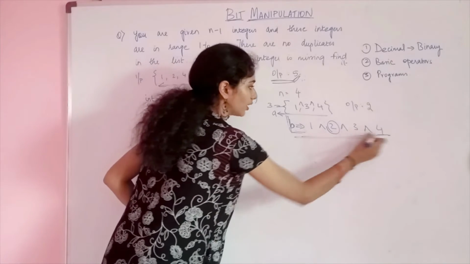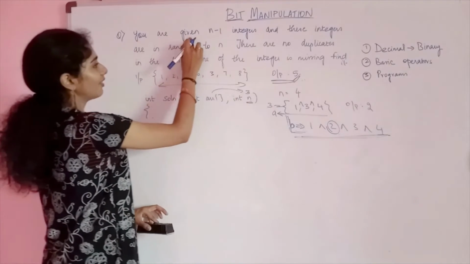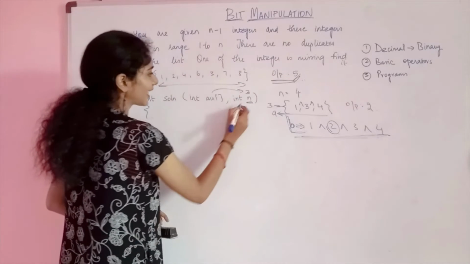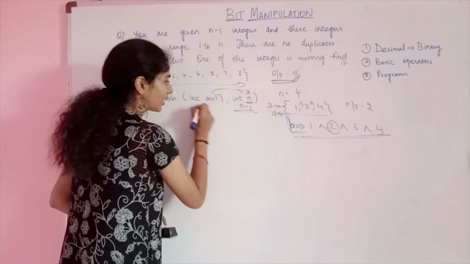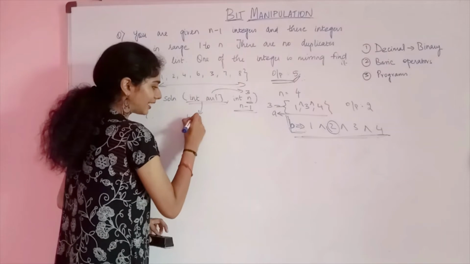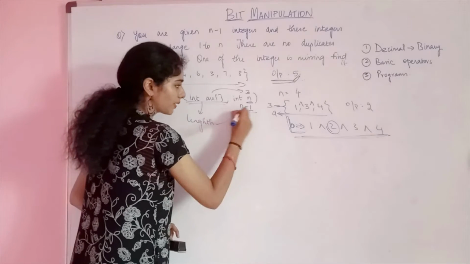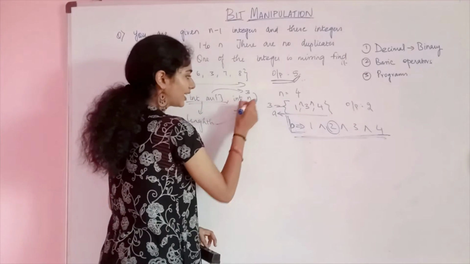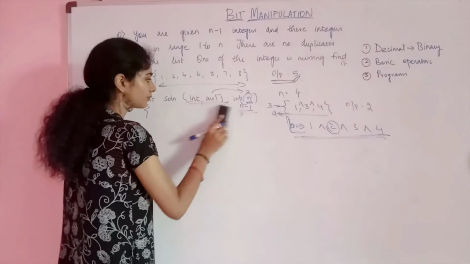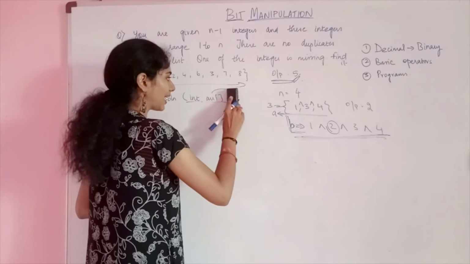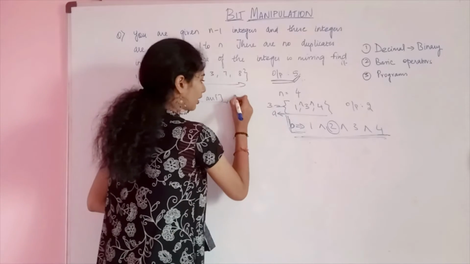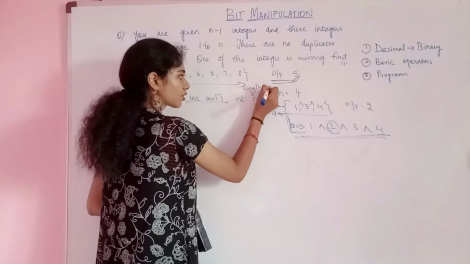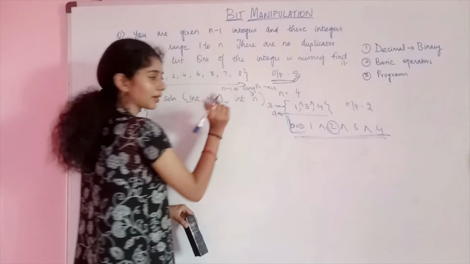The array's length will only be given, so the array's length is 3, but we have to find all these 4. They say you are given n minus 1 integers, and these integers are in the range of 1 to n. They only give you the array. You find the length of the array, and the length of the array is n minus 1. But in order to calculate this you need n. So this value of n is going to hold the length of the array.